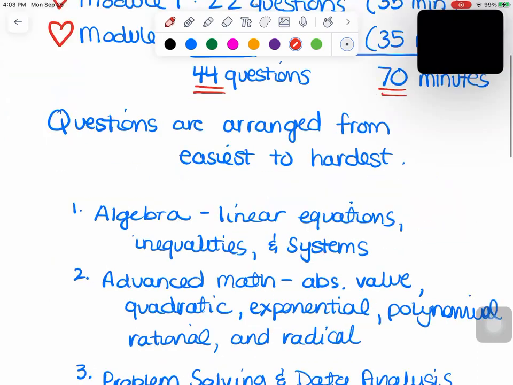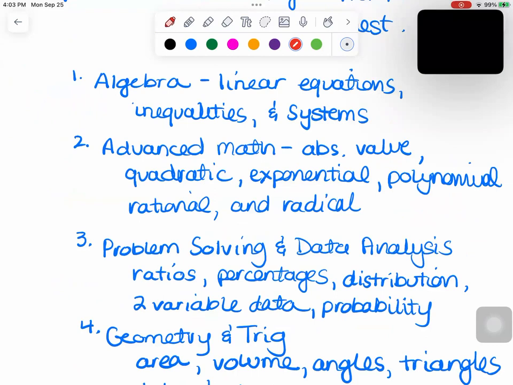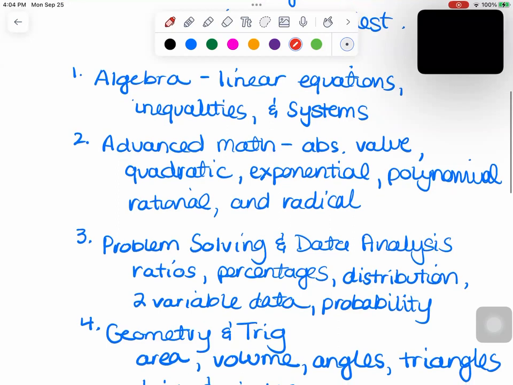The topics covered on the PSAT are these 4 topics. First, there's algebra, which involves linear equations, linear inequalities, and linear systems. Second, there's advanced math involving absolute value, quadratic equations and functions, exponential equations and functions, polynomial equations and functions, rational equations and functions, and radical equations and functions.